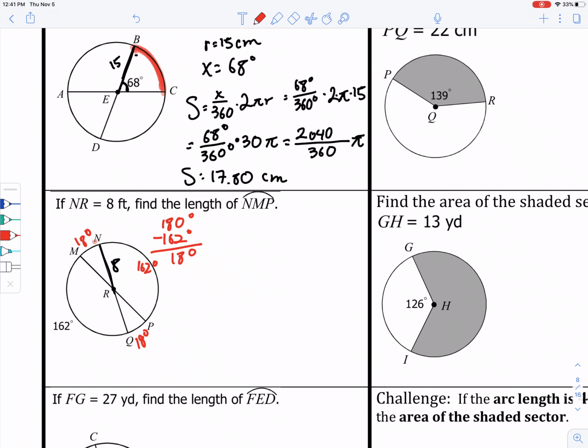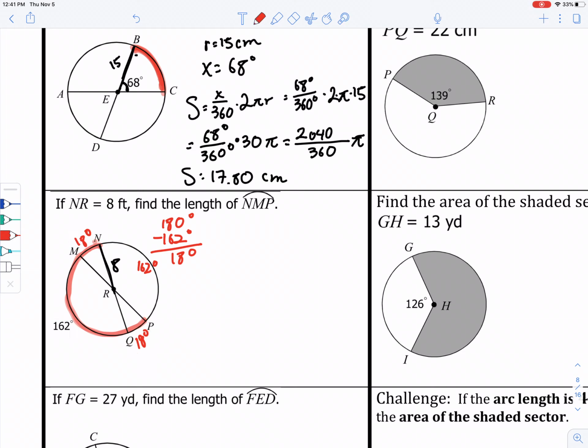Okay. Let's see the angle measure of the arc we want to find. So let's highlight that again. We have NMP. So we're going to add together 18 plus 162 plus 18 to get the total degree that we're going to use for our formula. Okay.